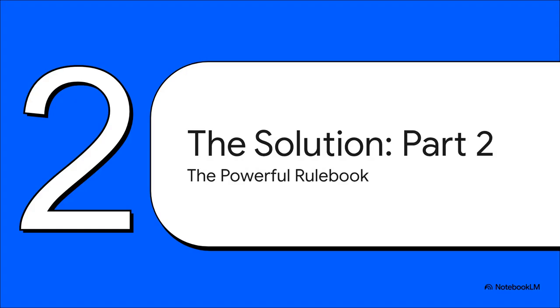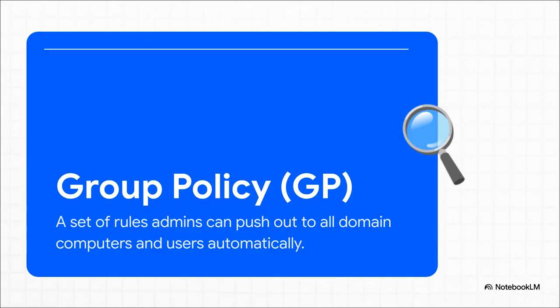Okay, so we have a brain, but a brain is only as good as the instructions it's given, you know? That brings us to the second part of our solution, the powerful rulebook that tells the brain exactly what it needs to do. And this rulebook is called group policy. If the domain controller is the central authority, then group policy is how that authority is used. It's an incredibly powerful tool that lets IT admins create rules and settings and then bam, push them out to every computer on the network at once. This is the real game changer.